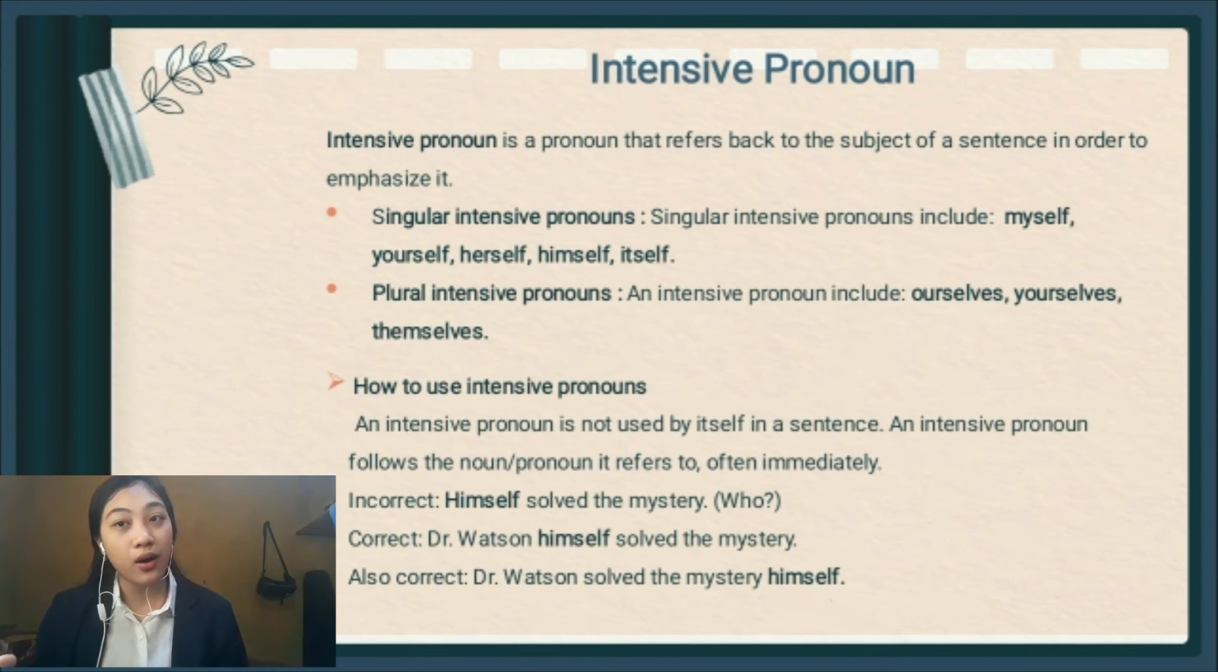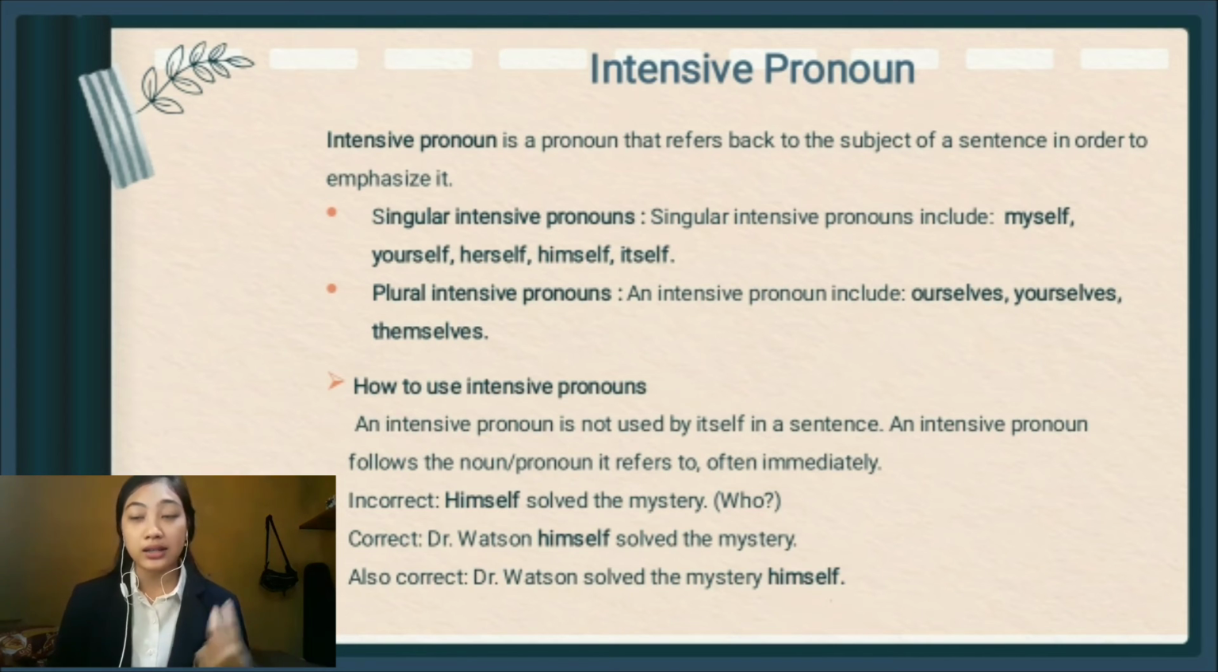Okay, the next material is intensive pronouns. An intensive pronoun is a pronoun that refers back to the subject of a sentence in order to emphasize it. There are many different reasons why we use intensive pronouns, such as to point out an odd or unexpected situation or to highlight an impressive achievement. In intensive pronouns, there are 2 types. The first one is singular intensive pronouns, and the second one is plural intensive pronouns.